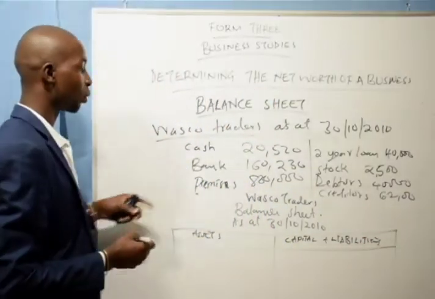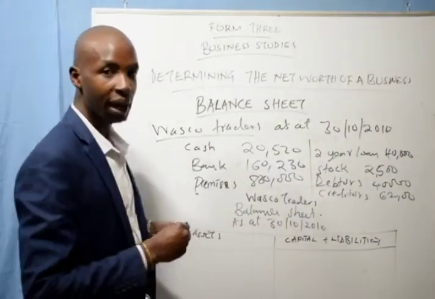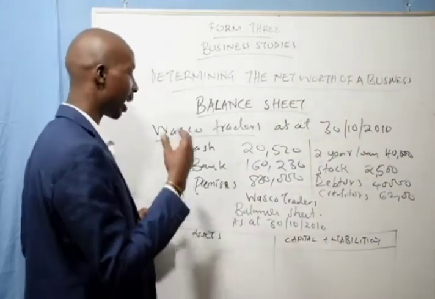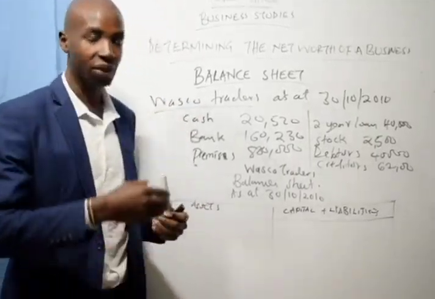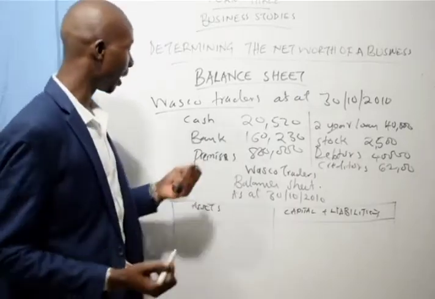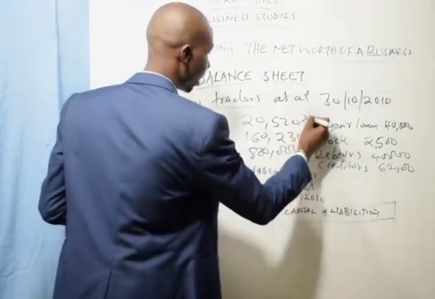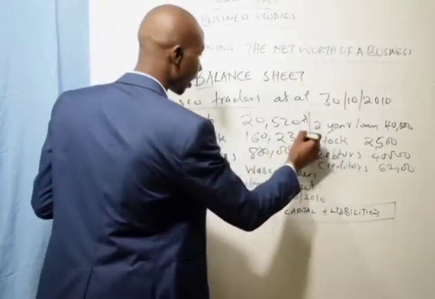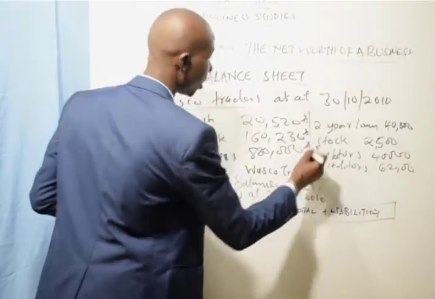Next step is to go to the information that you are given. Check and mark which one is a capital, which one is falling under liability, which one is falling under asset. Let's start with the cash. Cash is an asset, so you write an A. Bank is an asset, you write an A. Premises is an asset, you write an A.